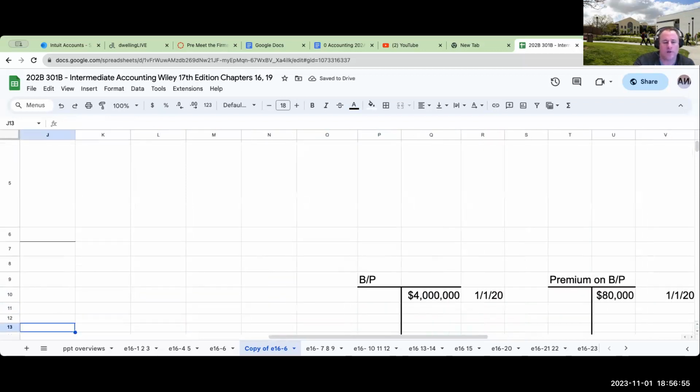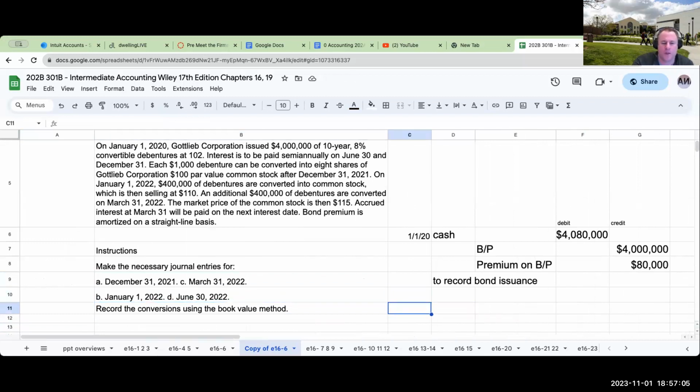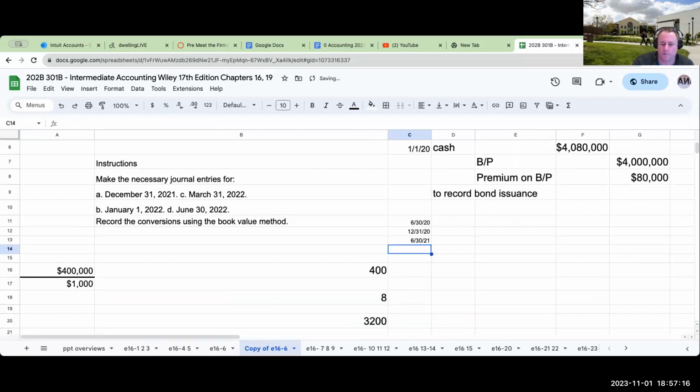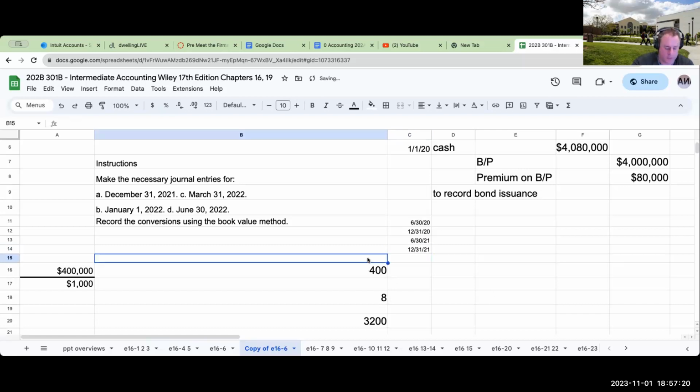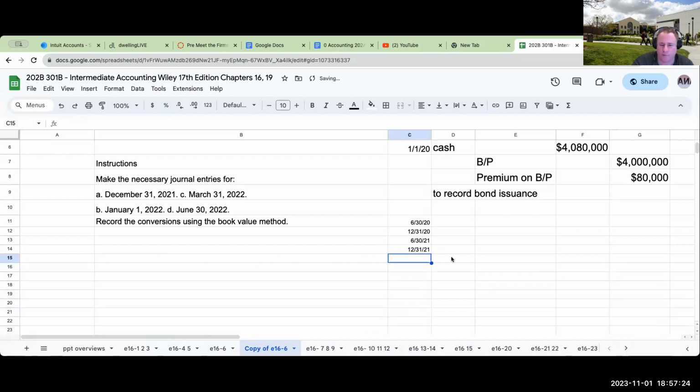Now, what I need to do is that these conversions are not happening until January 1st of 2022. So I have to go through and basically pay the interest. Let's go figure that out. So every 6 months, meaning 6/30/20, 12/31/20, 6/30/21, and then 12/31/21, I'm going to be making the same exact entry, right?